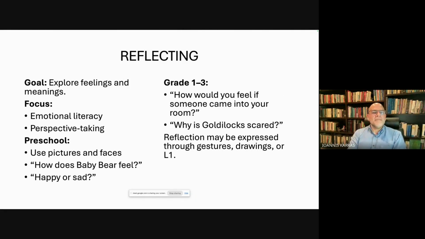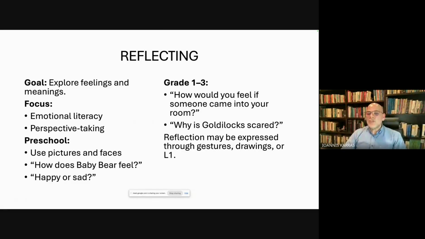And then reflecting. It's here we can help our learners explore feelings and meanings. We can focus on emotions, and we can ask simple questions like, how do you think the baby bear feels? Do you think he or she is happy or sad? How would you feel if someone came into your room uninvited? Or why is Goldilocks scared?